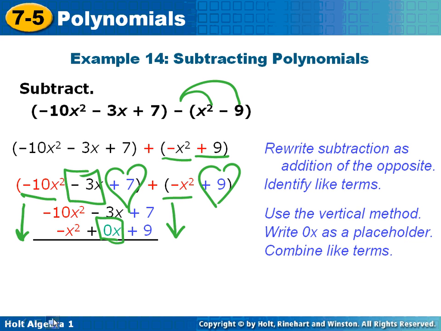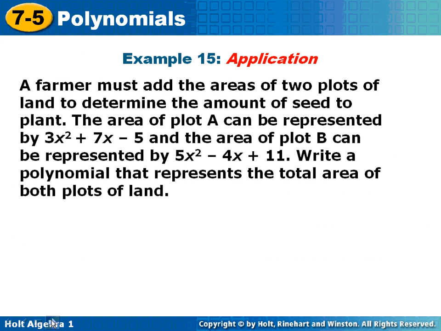Okay, combining like terms going straight down, we have negative 11x squared minus 3x plus 16. Can you name that nomial? It is a quadratic trinomial. Okay, this is our last problem, number 15.